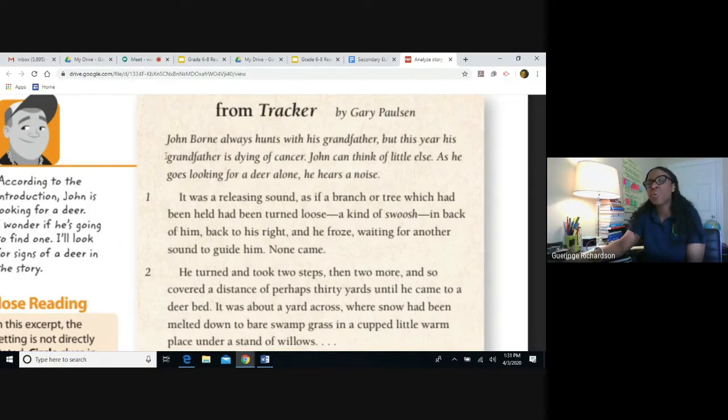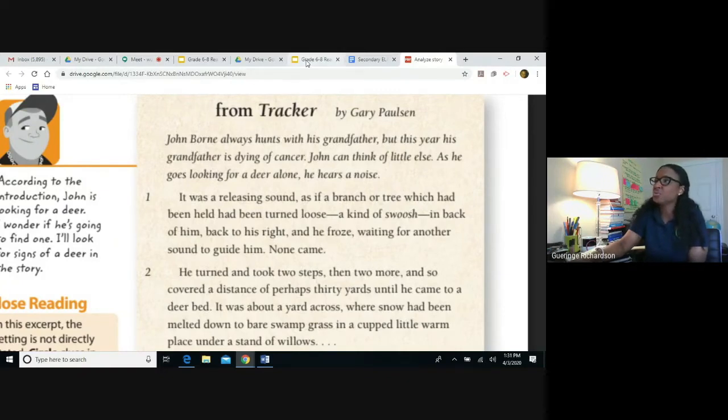So this intro part right here tells us a lot about the excerpt that we're going to read. And so you all got a lot of information in the first 2 paragraphs. You got a lot of information about the setting, and you got a lot of information about perhaps a conflict. We do know that he has a problem. His grandfather is ill and he can't hunt with him. So we already know that there's some type of problem from the introduction.